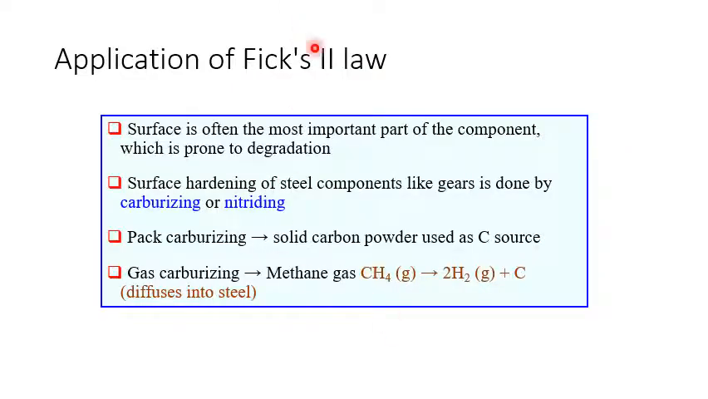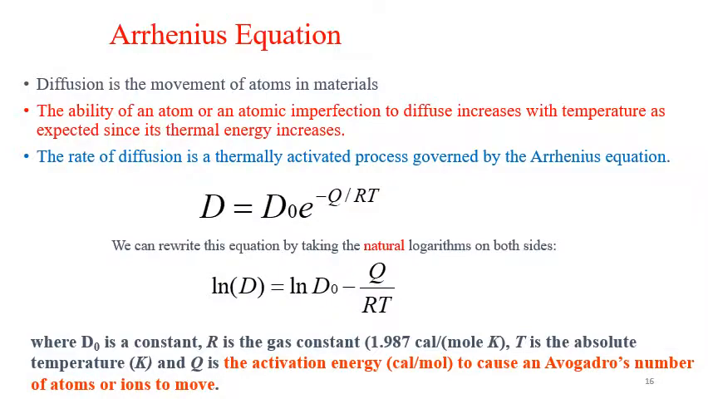Now where exactly are we going to apply Fick's law? Wherever there are surface hardening methods like carburizing, nitriding or pack carburizing. In all these, to calculate how much time we need to diffuse the atoms from a surface to a particular distance, you dip the whole object in a coating medium for a few hours. So you need to calculate how fast these atoms are going to diffuse from one place to the other.